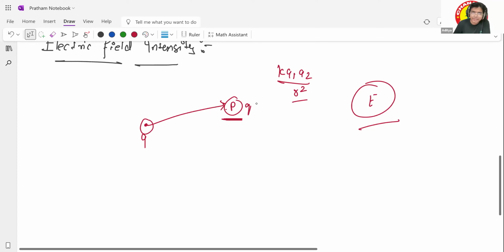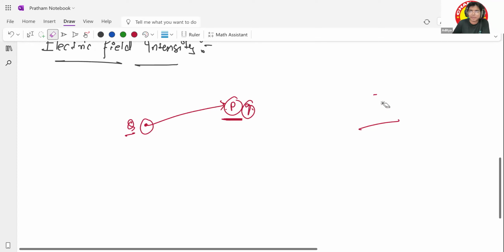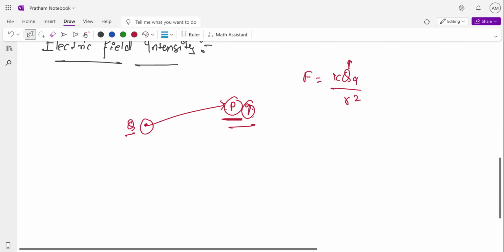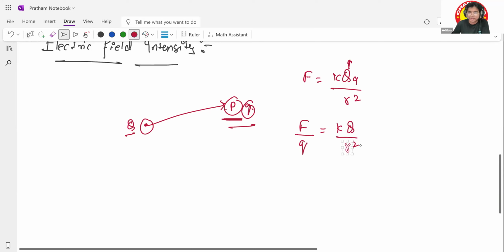Let's say this is a very small q charge and this is the main, bigger charge. So the formula for the force comes out as force equals k Q q by r square. This is the force due to this charge at this point, right? Now just think of it. If I divide both sides by the smaller q, what I get is kQ by r square.